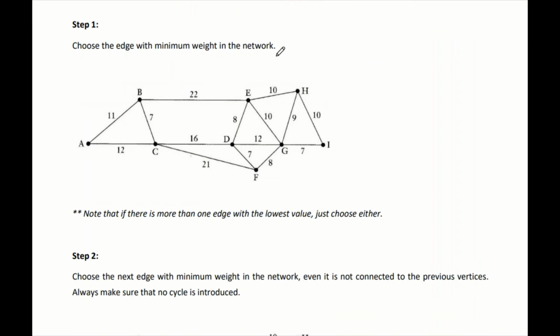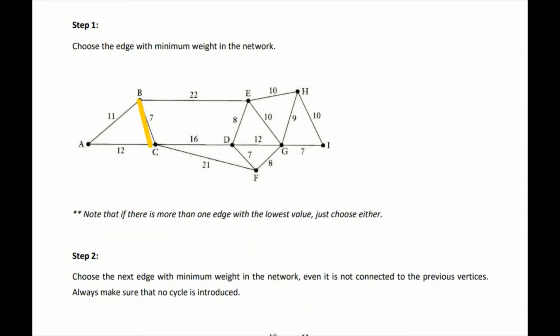For the first one, just look at the network here, which one gives you the shortest edge? Remember, if there is more than one edge with the lowest value, just choose either. In this case, you have 1, 2, 3, there are three 7s. So you just choose whichever you like. For example, I choose here.